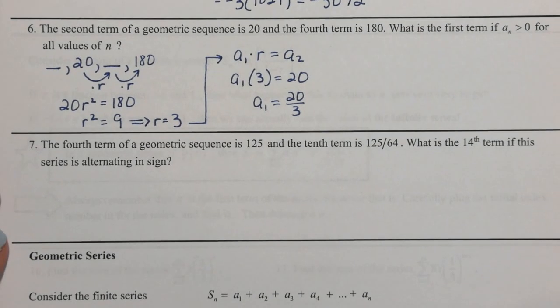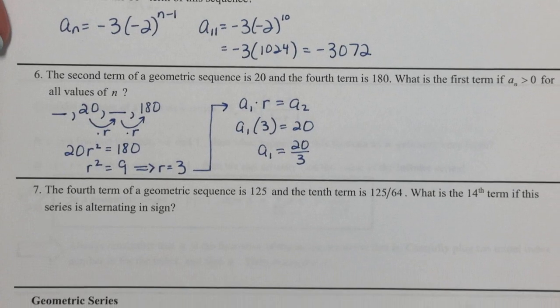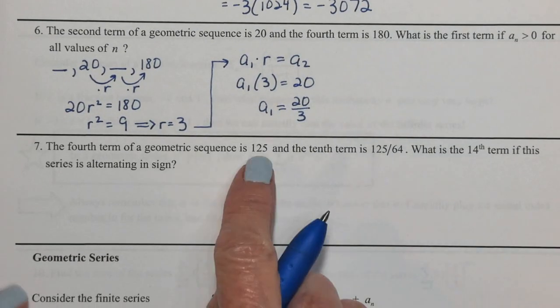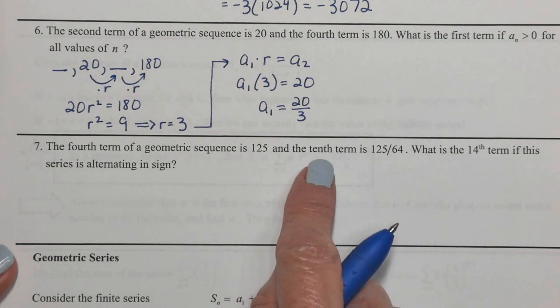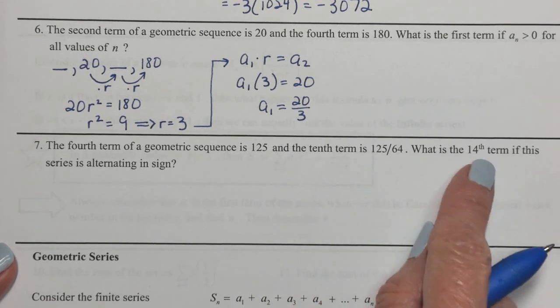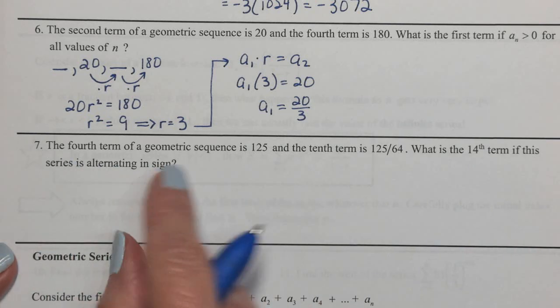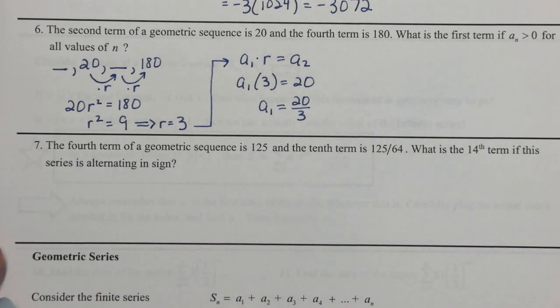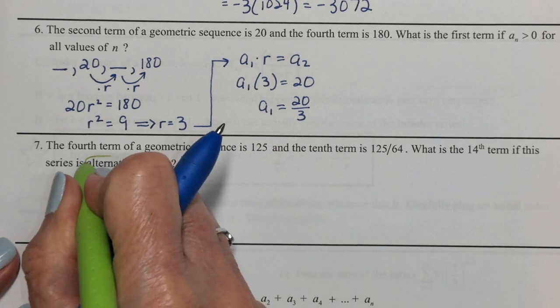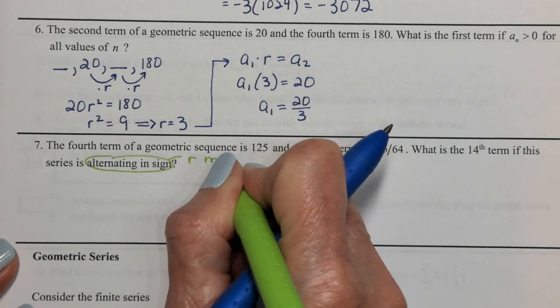Number 7. The fourth term of a geometric sequence is 125. The 10th term is 125 divided by 64. What is the 14th term? If this series is alternating in sign, well, if it's alternating in sign, I know that my r must be negative.